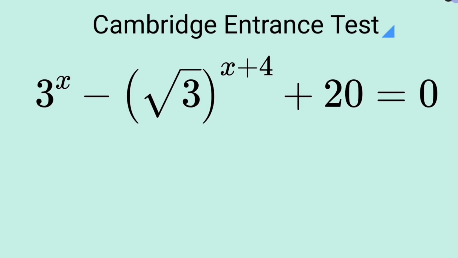We're going to be solving this Cambridge entrance exam where it gives us 3 to the power x minus the square root of 3 all to the power x plus 4 plus 20 is equal to 0. We're just going to dive directly into solving this question. So we're just going to break it step by step.